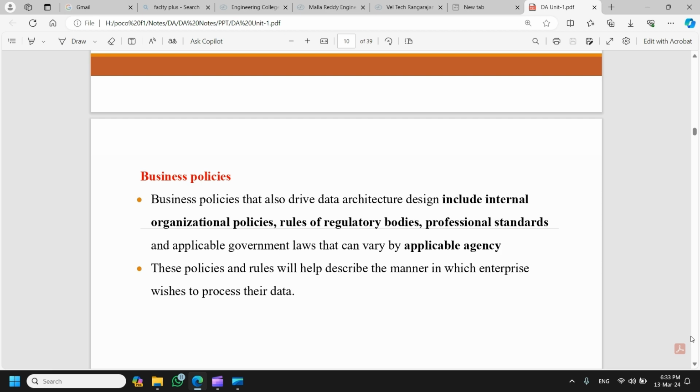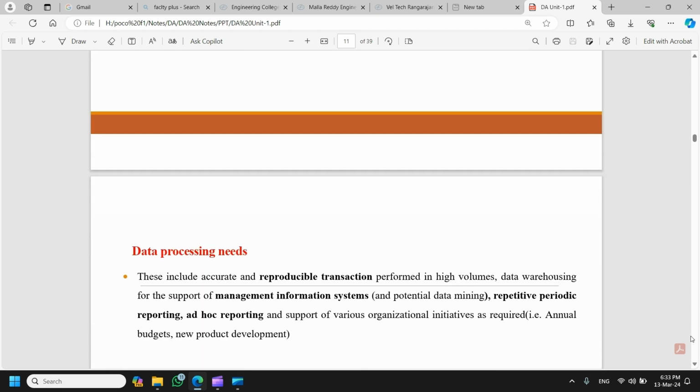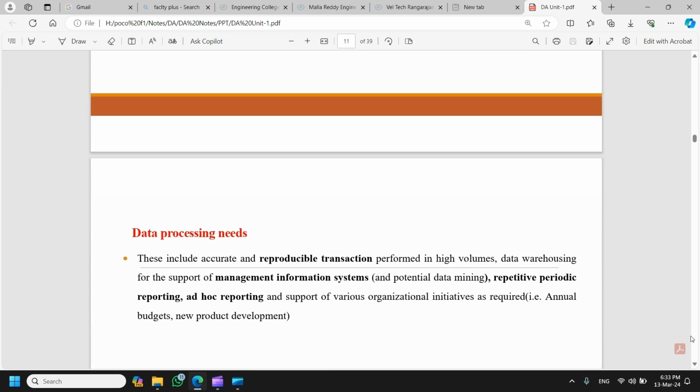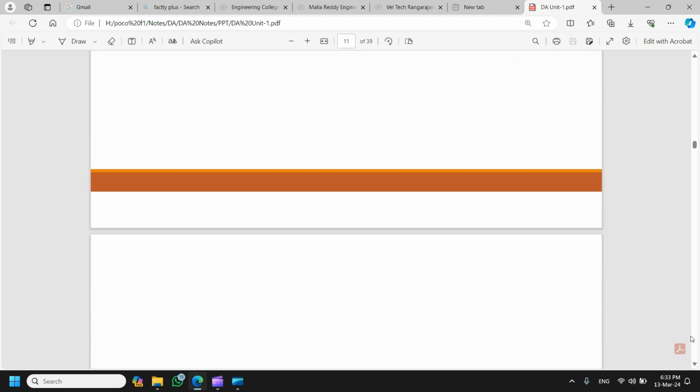These policies describe the manner in which the enterprise processes the data. Data processing needs accuracy and reproducibility, performing transactions in high volumes. A data warehouse needs to be supported by management information systems, with potential data mining, repeated periodic reports, ad hoc reporting, and support of various organizational activities as required. Here the annual budget and new product development are also considered.